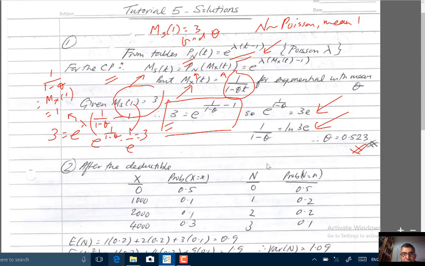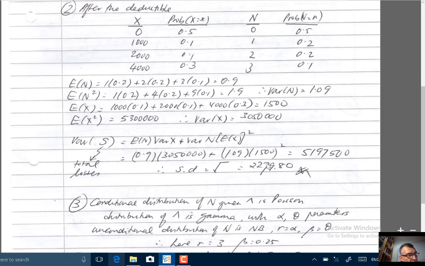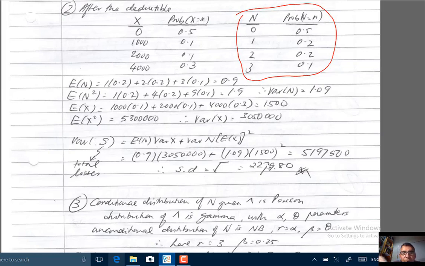Let's move on. Question number 2. A company has a machine that occasionally breaks down. An insurer offers a warranty for this machine. The number of breakdowns and their costs are independent. The number of breakdowns each year is given by the following distribution, and the cost of each breakdown, we also have a distribution.